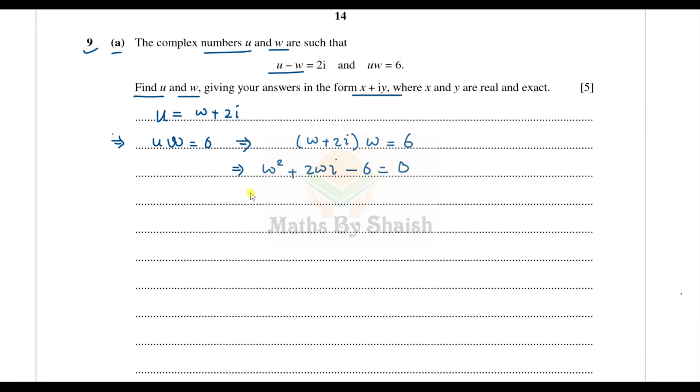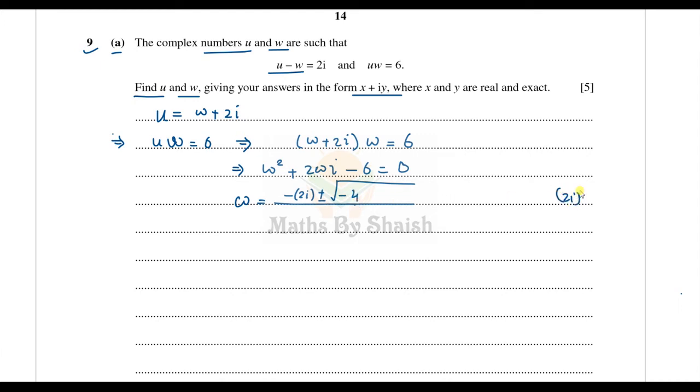Now I'll solve for the value of w from the quadratic formula, and w is equal to minus b, that is minus 2i, plus or minus the square root of b square, that is 2i square. 2 square is 4, i square is minus 1, so it is minus 4.